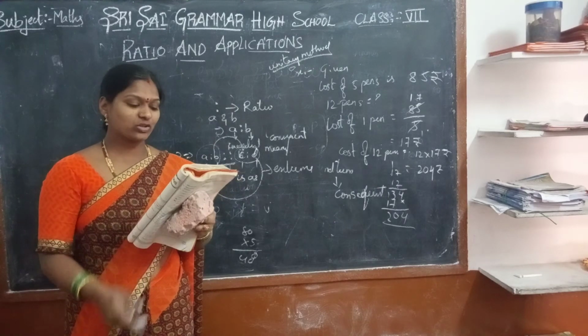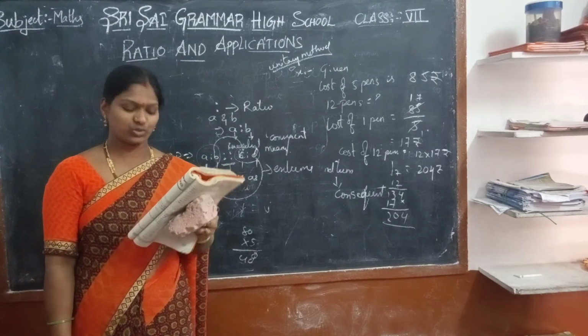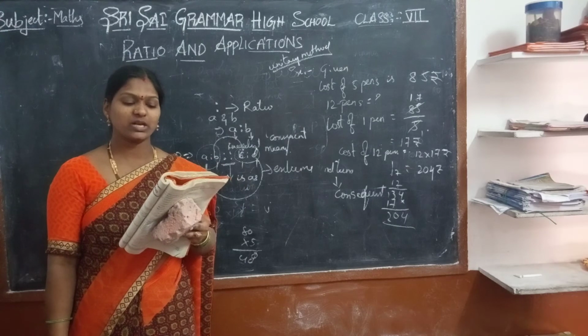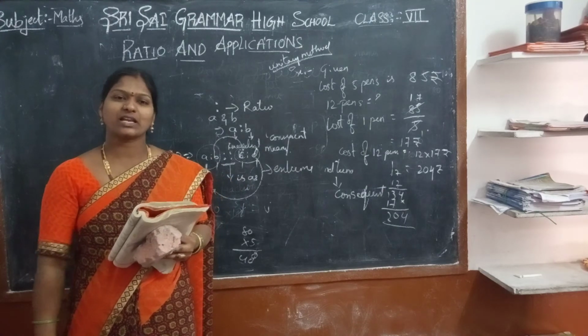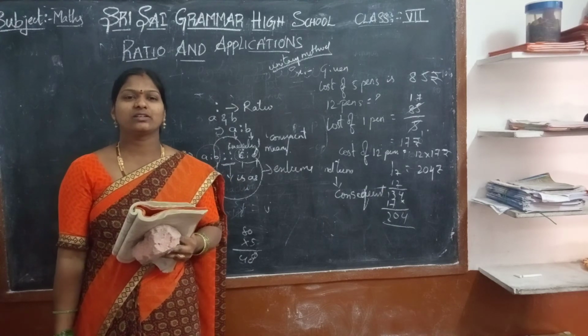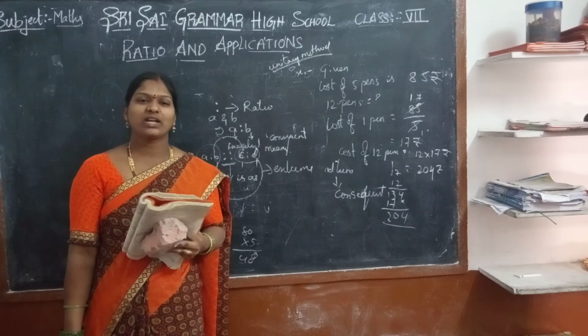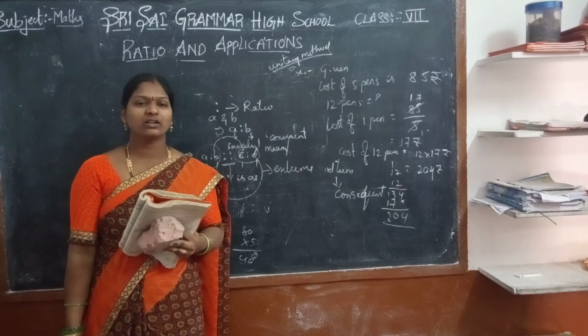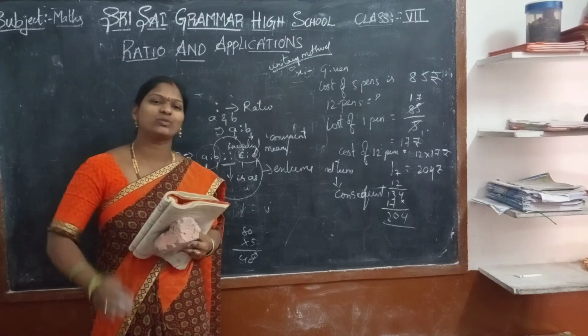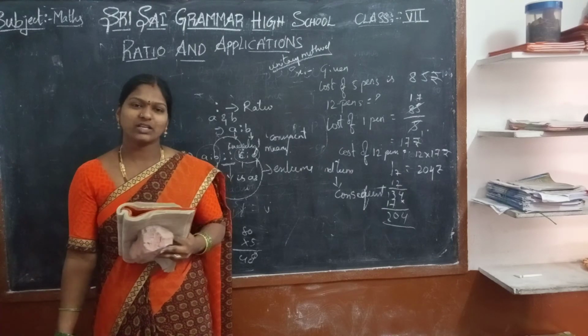And we have seen direct proportion also. In these, two quantities are required, and if one quantity increases, then the other also increases. Then indirect proportion: if one increases, then the other one decreases.